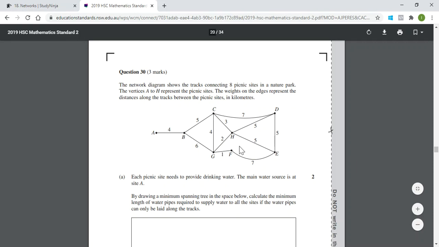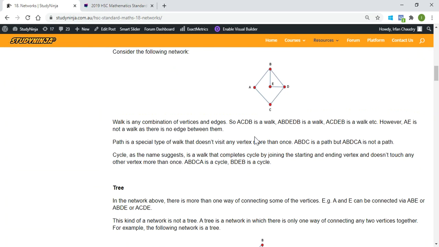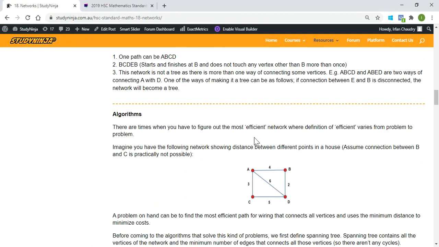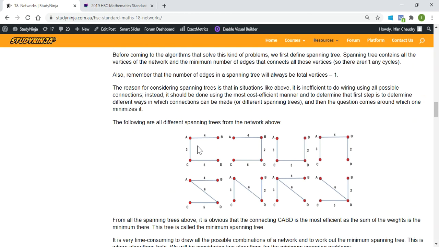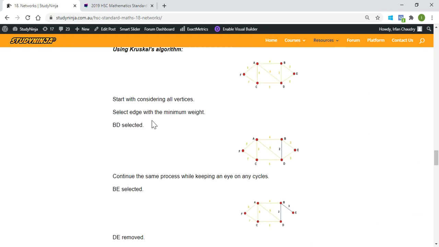Now you're given a network diagram, and what it's asking you to do is draw a minimum spanning tree in the space below. To know how to draw the minimum spanning tree, I have put down all the examples and all the theory that you need. There are two ways to work on this, which I talk about in the algorithms: Prim's algorithm, and Kruskal's algorithm. I'll be working through Kruskal's algorithm in this example, which I feel is the easier way to go about it. So follow along how I do.